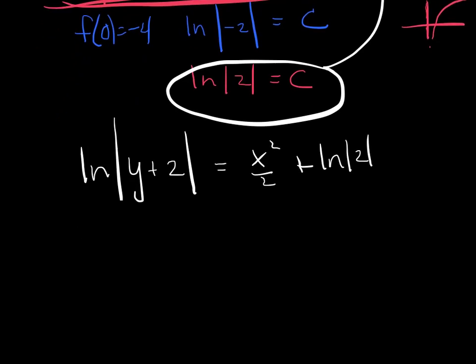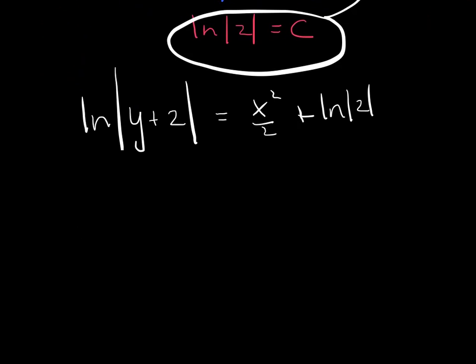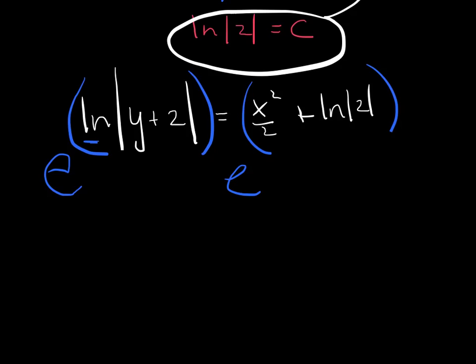Now, you're probably saying in your head, I can use a zap rule. I can get rid of this ln by using a zap rule. There's nothing in front of it, so my zap rule works. I'm just going to raise both sides to the e, or exponentiate. So it's e to this chunk. Whatever I do to that side, I need to do to this side. Now, those zap out.